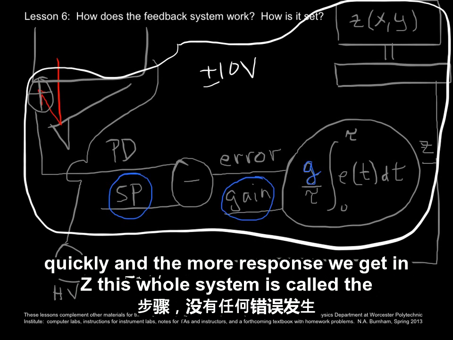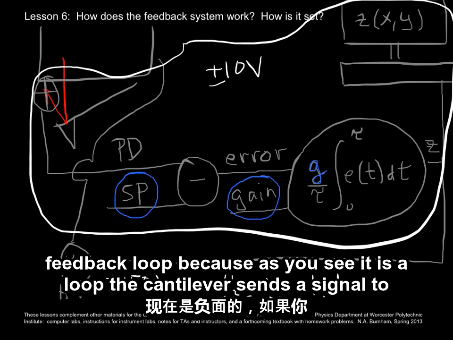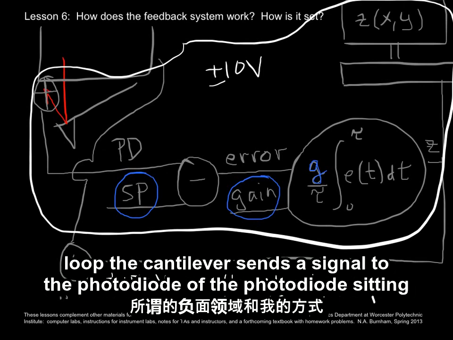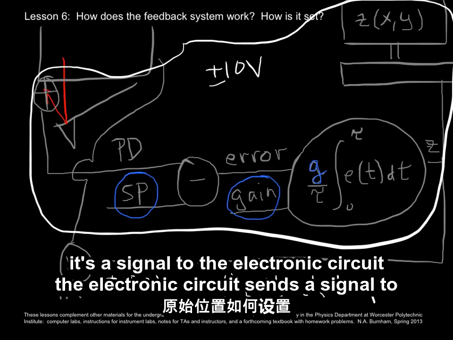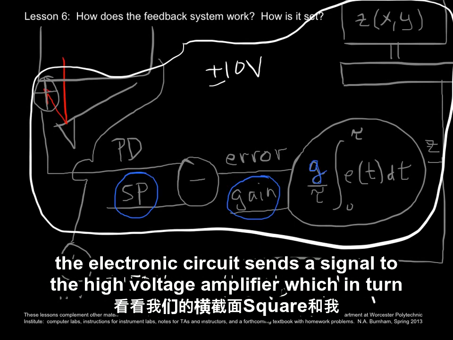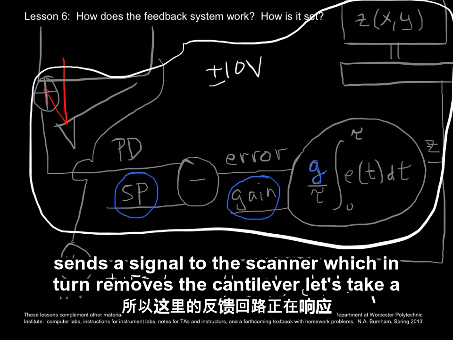This whole system is called the feedback loop because, as you see, it is a loop. The cantilever sends a signal to the photodiode. The photodiode sends a signal to the electronic circuit. The electronic circuit sends a signal to the high voltage amplifier, which in turn sends a signal to the scanner, which in turn moves the cantilever.